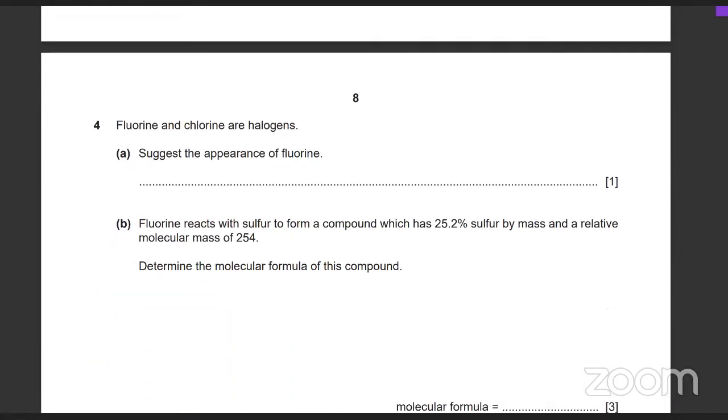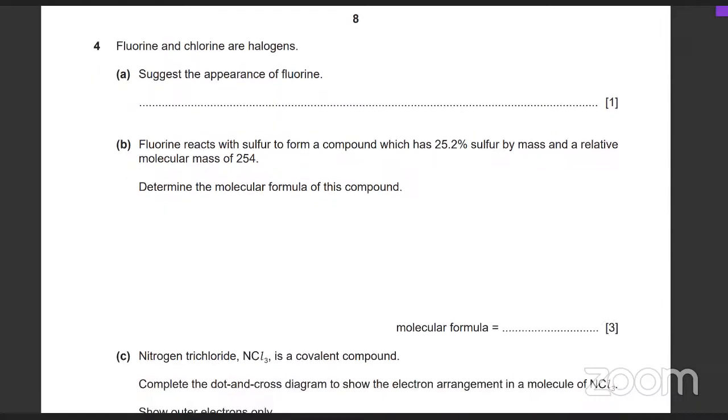Suggest the appearance of fluorine. The appearance is pale yellow or almost colorless.